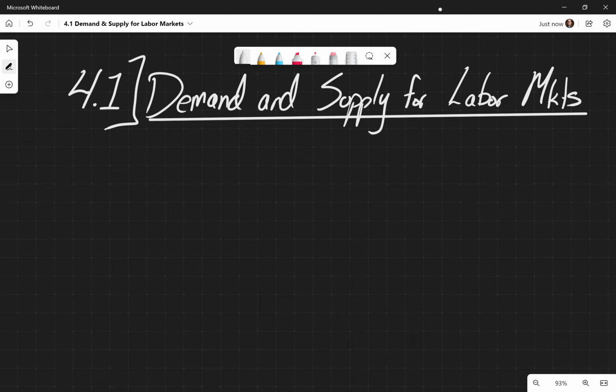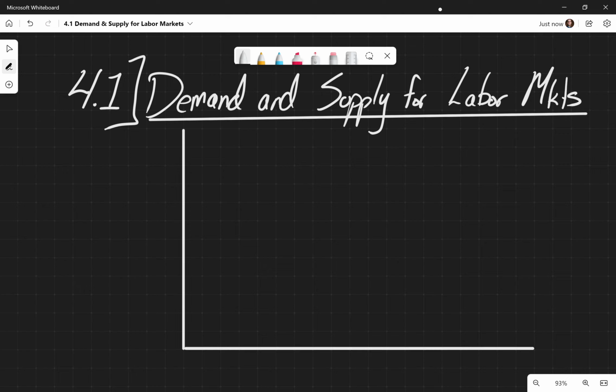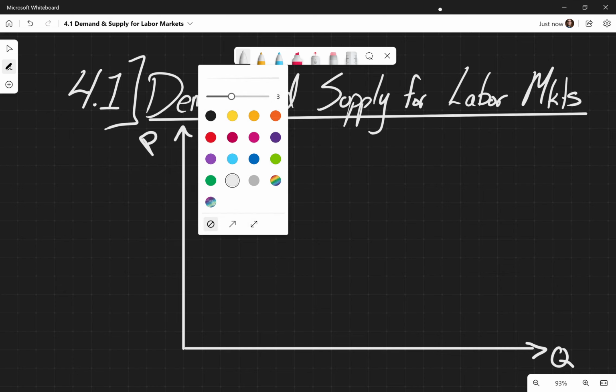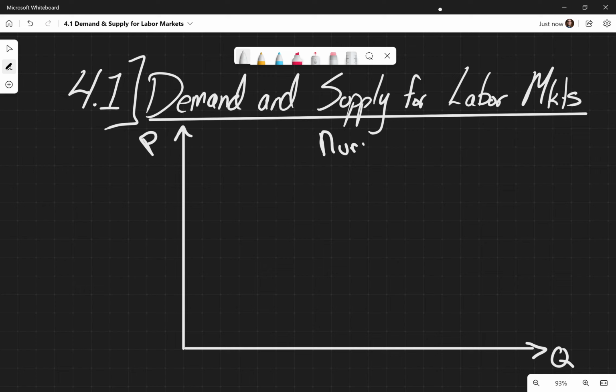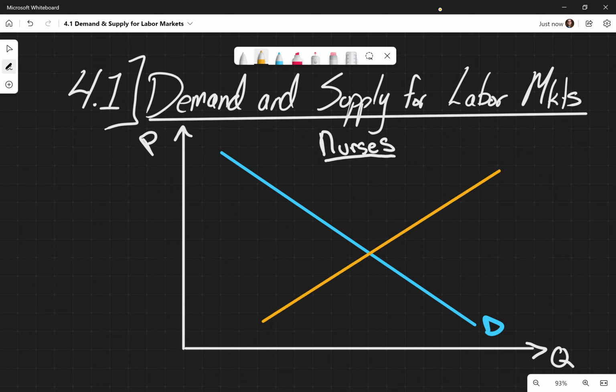So as I alluded to before, when we are talking about labor markets, we are flipping the roles that we are usually assigning to the supply and the demand curve. And I will explain that in a second. So if we are going to talk about the demand for nurses, to keep up with the example that's provided in the book, we have a downward sloping demand curve, and we have an upward sloping supply curve.